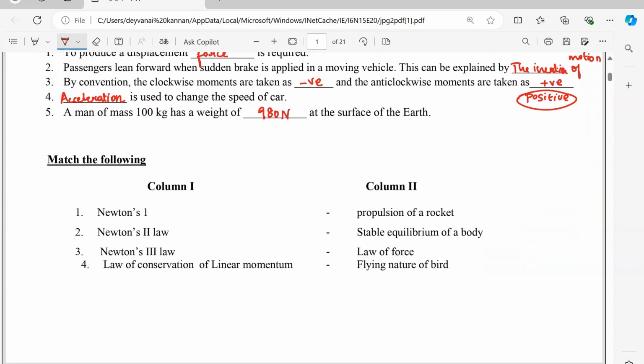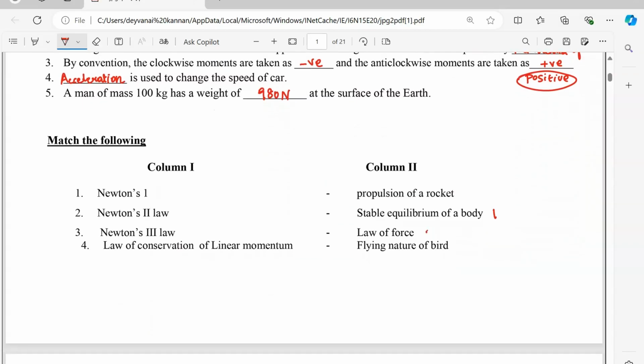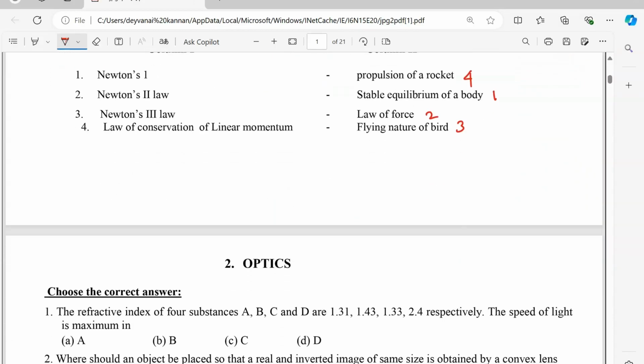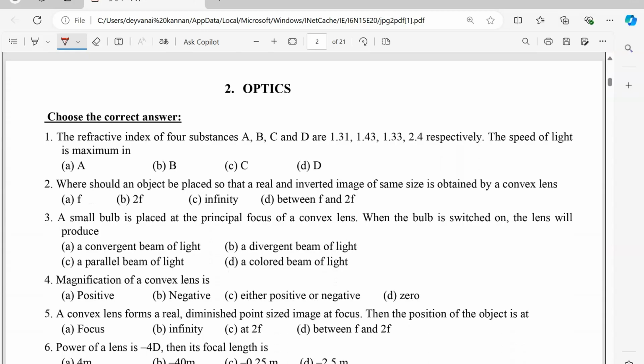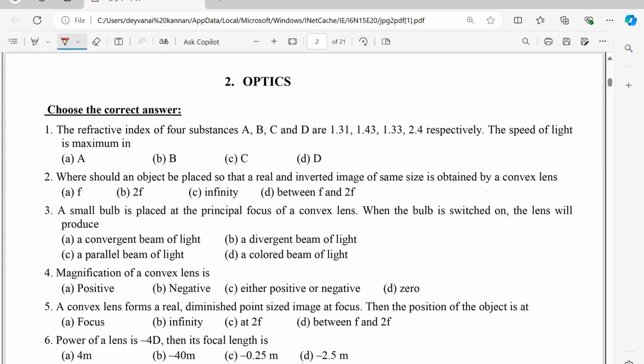Newton's first law, stable equilibrium of a body. Newton's second law, force. Newton's third law, flying nature of bird. Law of conservation of linear momentum, propulsion of a rocket. So next, let's see the book back answers of the optics lesson.